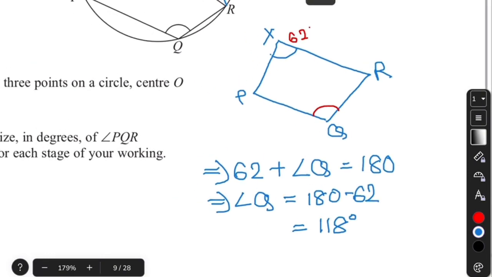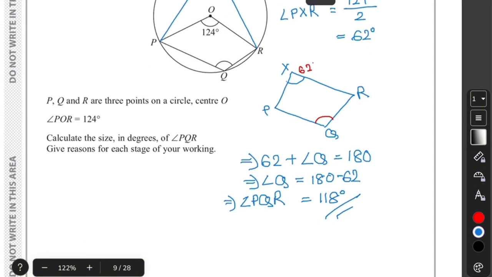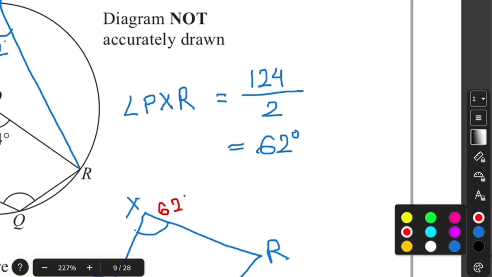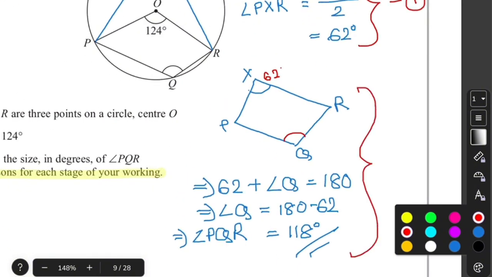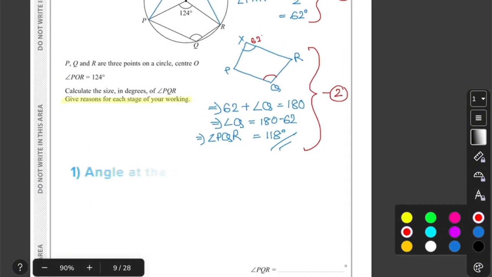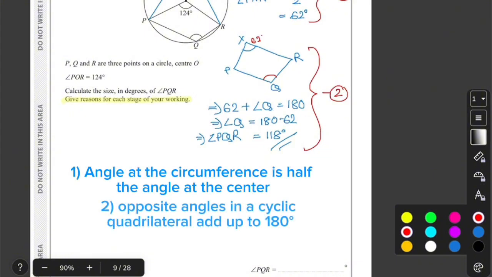Or you can just write the entire thing. They said angle PQR, right? So PQR. There we go. This is the answer. I think this step is more understandable. Oh, I forgot the important part. They said to give reason for each stage of your working. So let's say this is the first step and this is the second step. The first step would be angle at the circumference is half the angle at center. Step 2 would be opposite angles in a cyclic quadrilateral add up to 180.